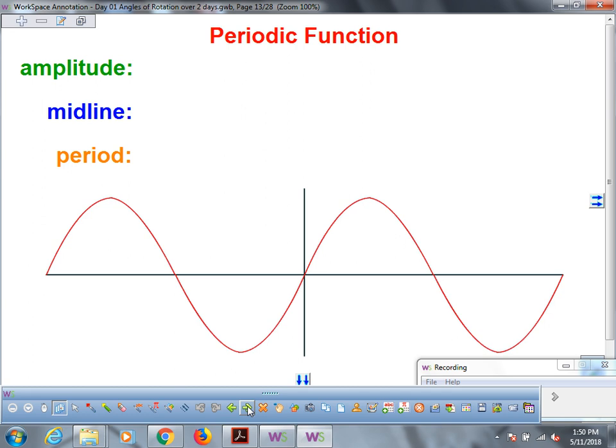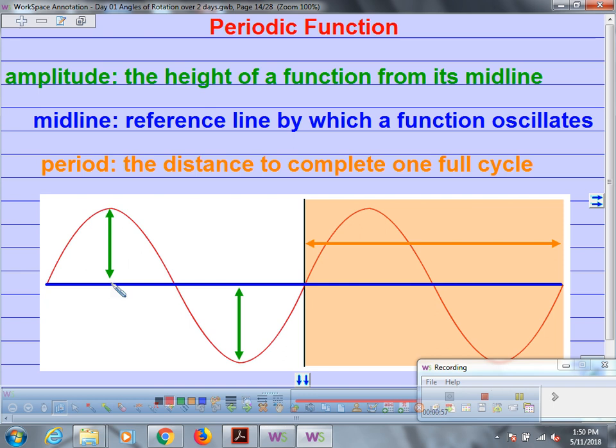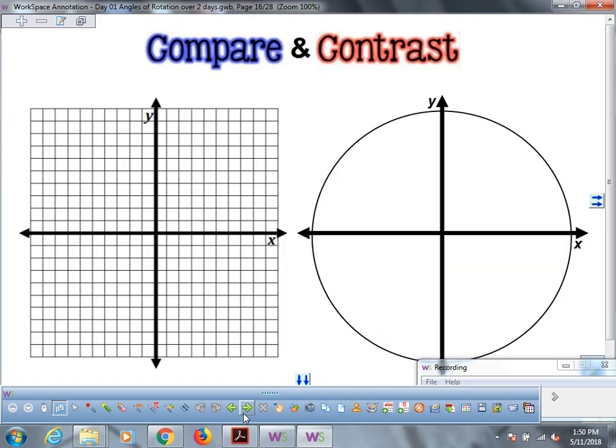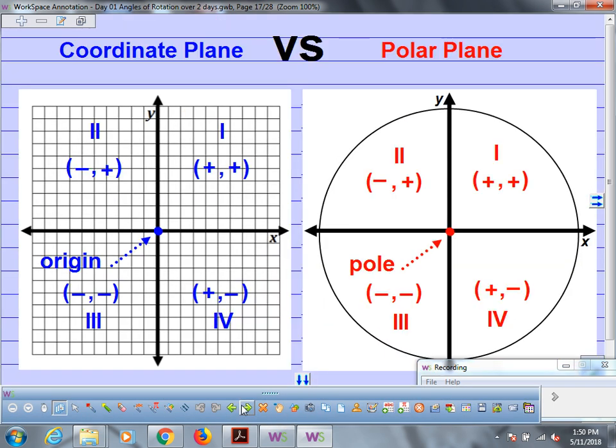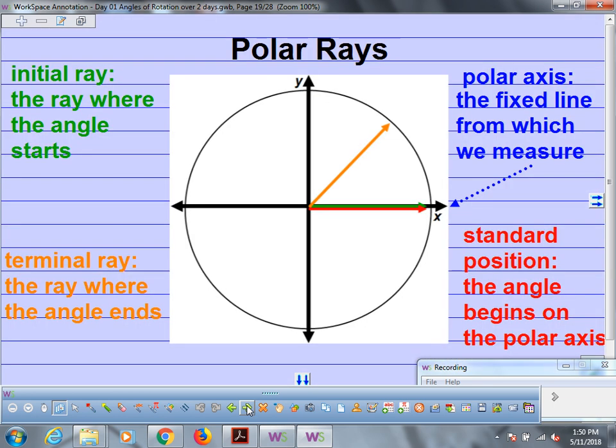So we talked about the amplitude, which is how high our wave is, and the midline is the middle, and the period is the distance. We're not going to use any of that today, but that's vocabulary for later on, all right? Then we talked about the coordinate plane versus the polar plane, which we're not really going to use today either. It's just getting you familiar with the vocabulary of trigonometric functions. This is what we're going to use today.